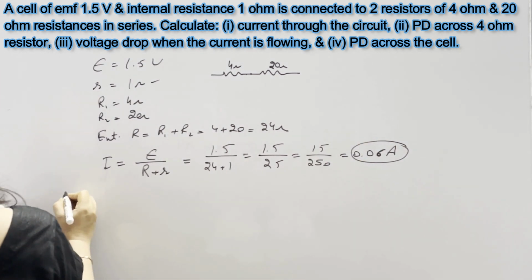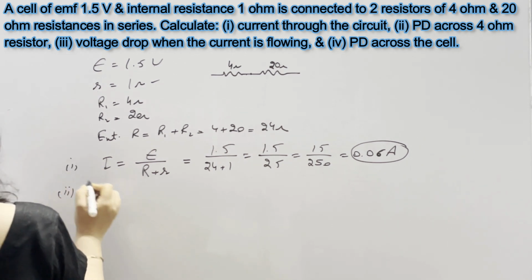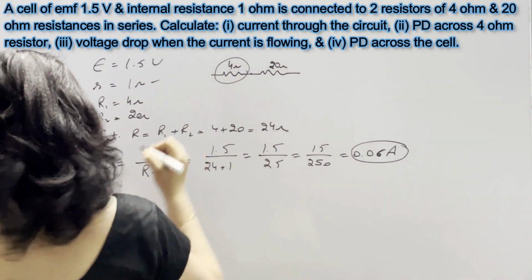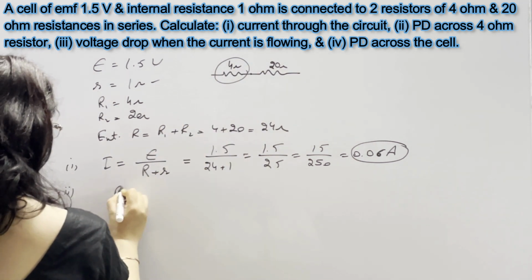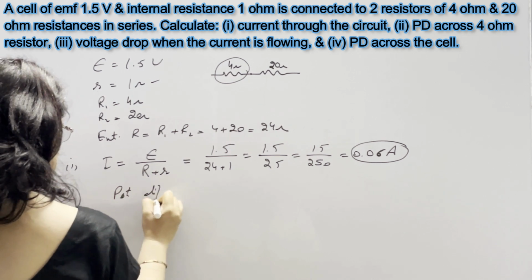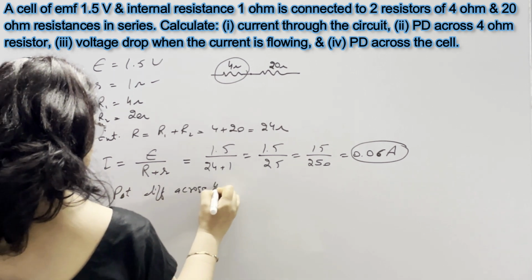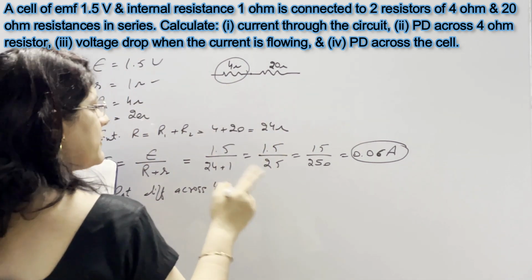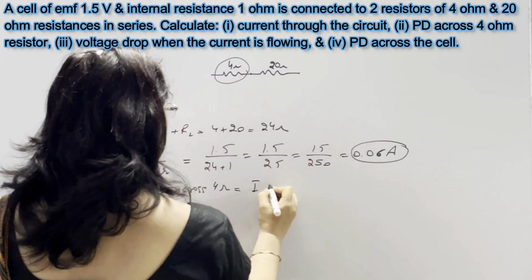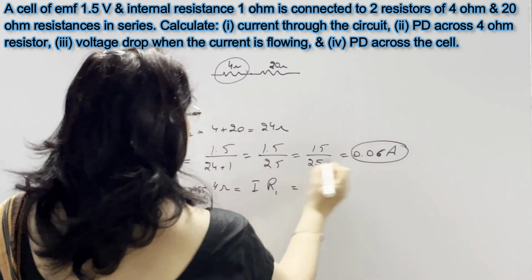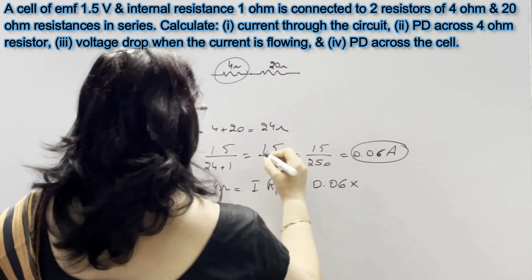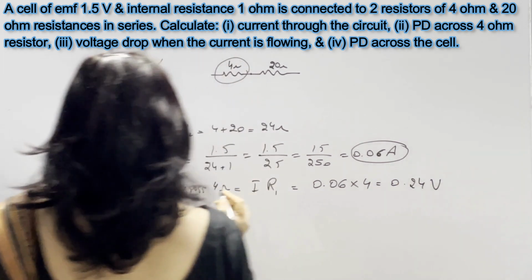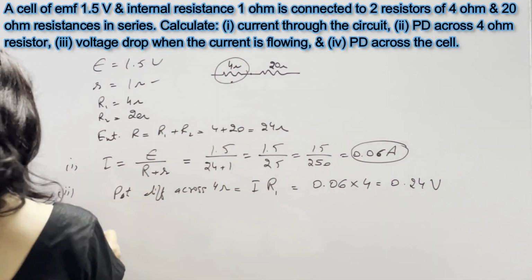Now next part, second part is potential difference across the 4 ohm resistor, across this resistor only. For potential difference across the 4 ohm resistor, we know that this is a series combination, current remains same but potential difference changes. So potential difference is equal to I and R1 multiplied. So current is 0.06 and value of resistance is 4. It means 0.24 volt is the potential difference across only this 4 ohm resistor.